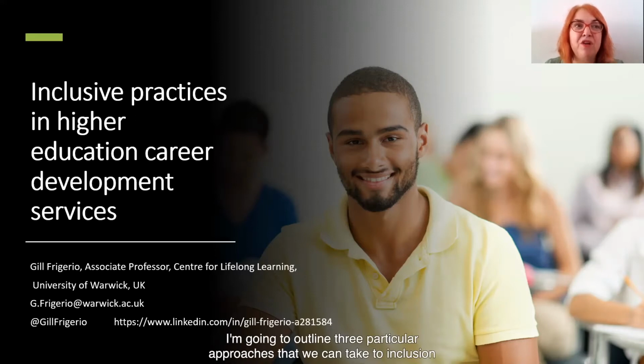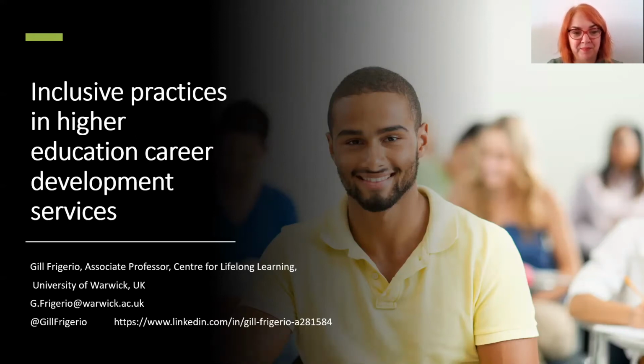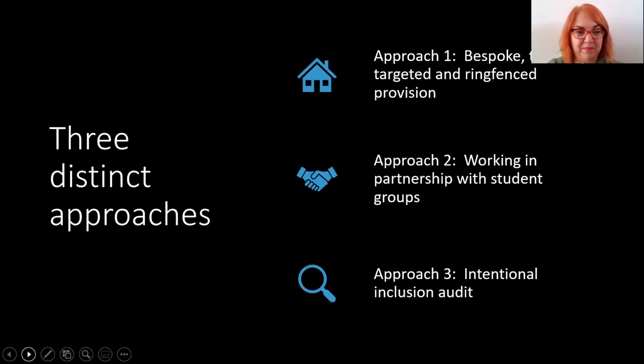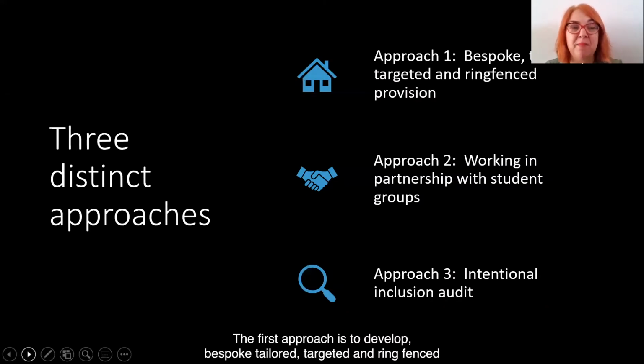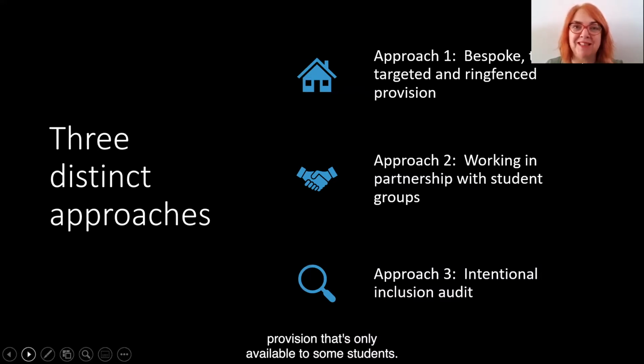I'm going to outline 3 particular approaches that we can take to inclusion and say a little bit about the pros and cons of each of these and some of the things that we might need to think about if we're going to follow them. The first approach is to develop bespoke, tailored, targeted and ring-fenced provision that's only available to some students.